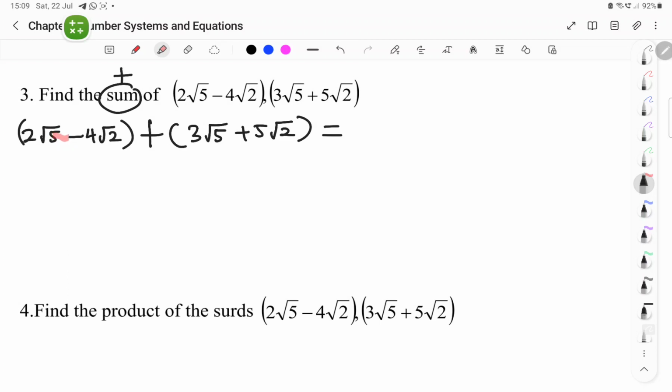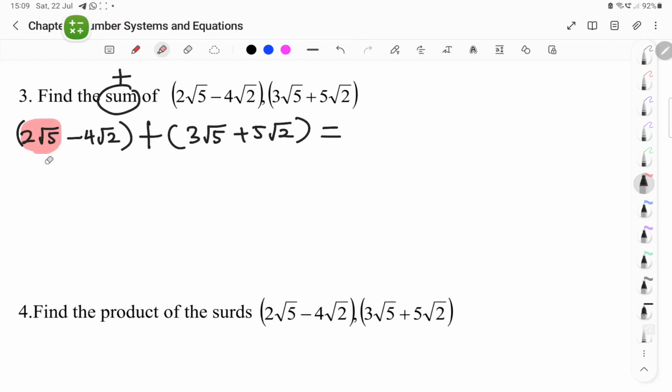For example, 2 square root of 5 and 3 square root of 5 are similar because they share the same square root of 5 at the back. While minus 4 square root of 2 and 5 square root of 2 are similar because they have the square root of 2 at the back, the same ones. So let's group them together. So 2 square root of 5 plus, which one? 3. 3 square root of 5 and then minus 4 square root of 2 plus 5 square root of 2.